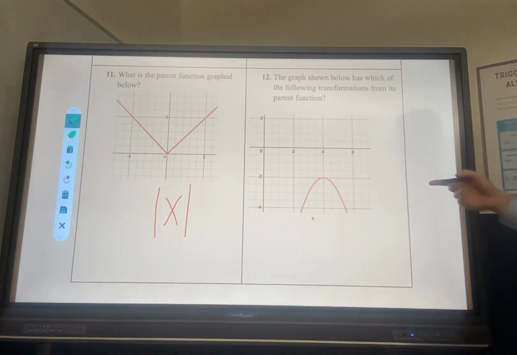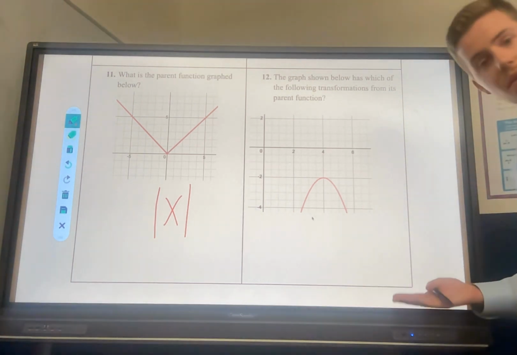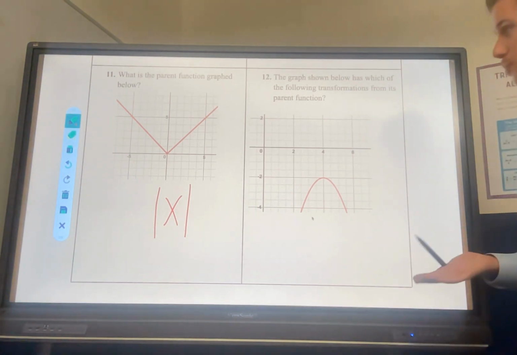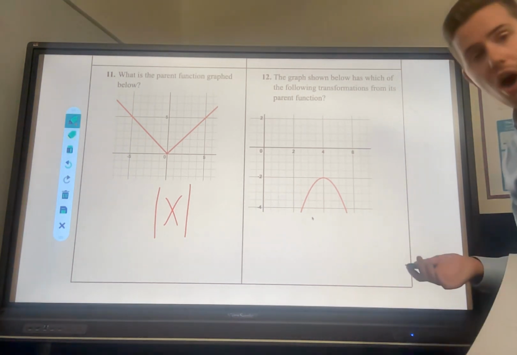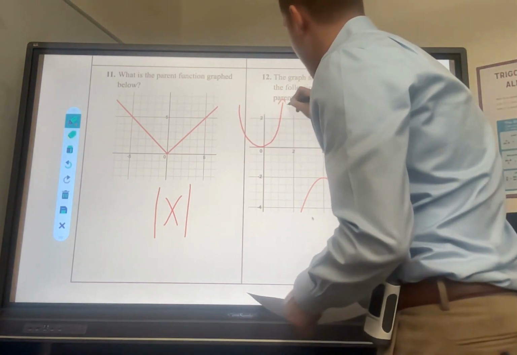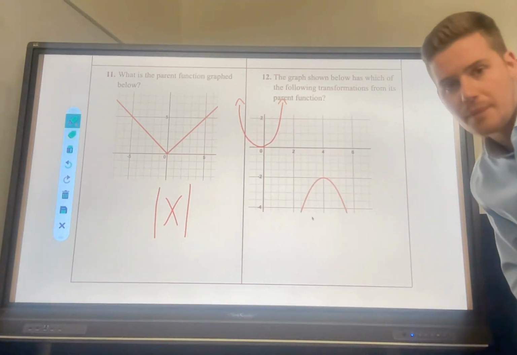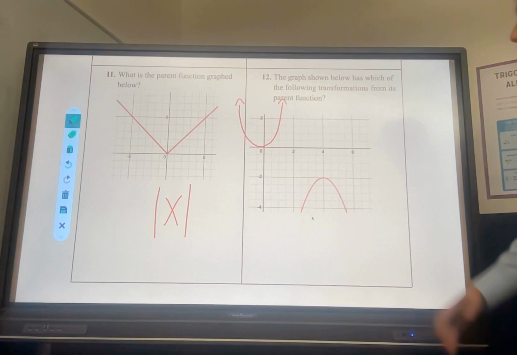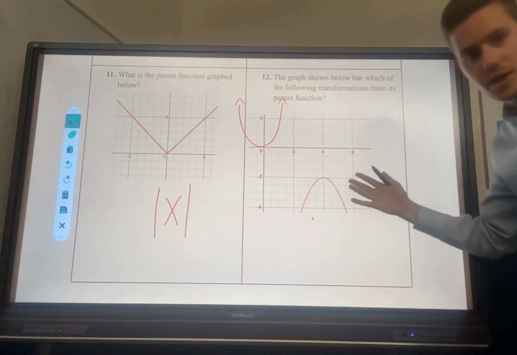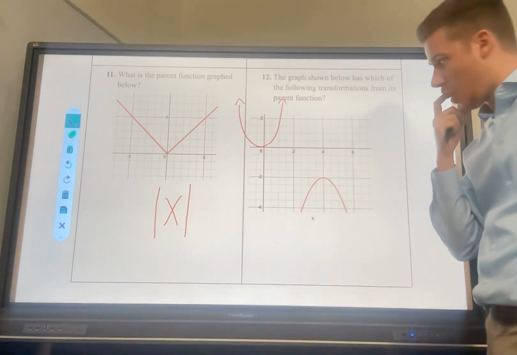Which of the following transformations from its parent function? And so from what we can see right here, this is the parent function of x squared. Okay, one of the first parent functions you probably learned about. And I'll actually draw what the original parent function looks like. So that's what the original parent function looks like right there. Okay, it started at 0, 0, and some shifts have occurred to get it from its original parent function to its new place here.